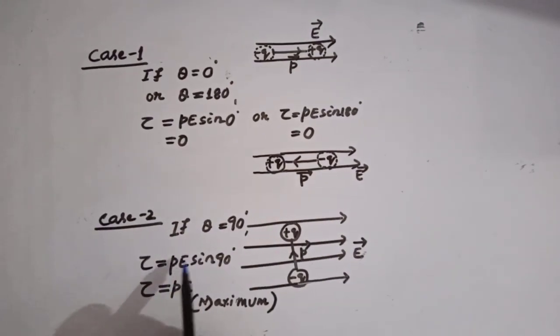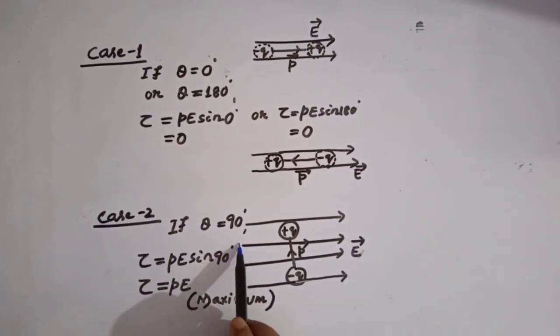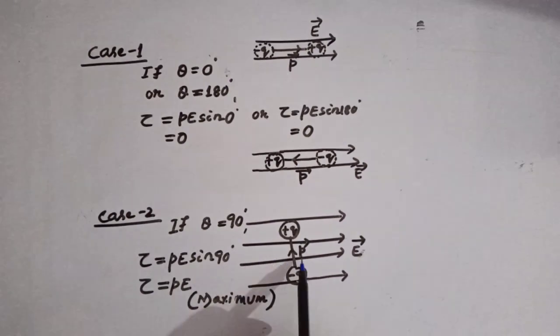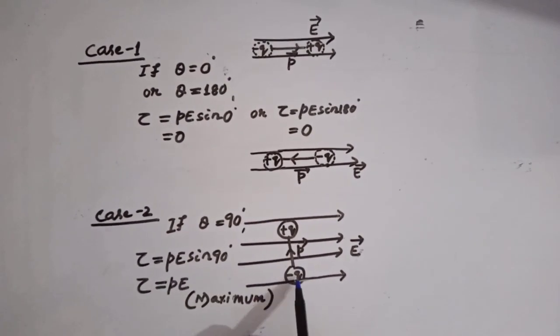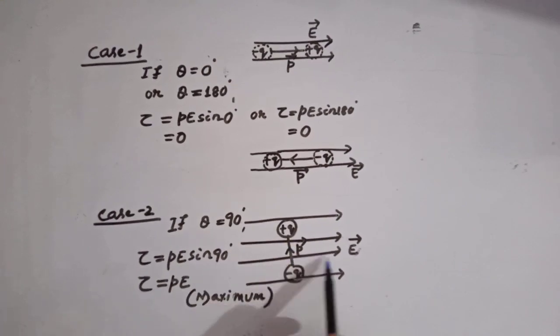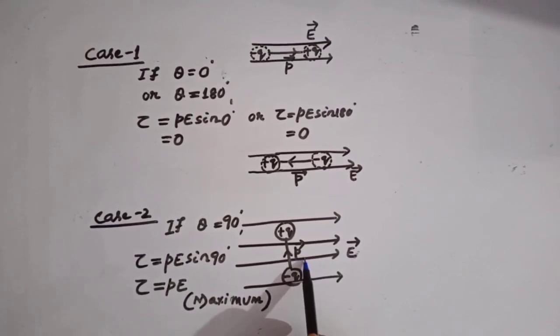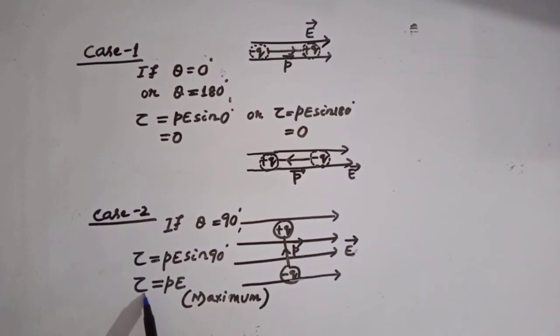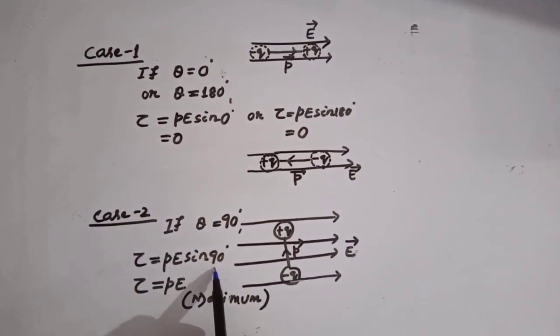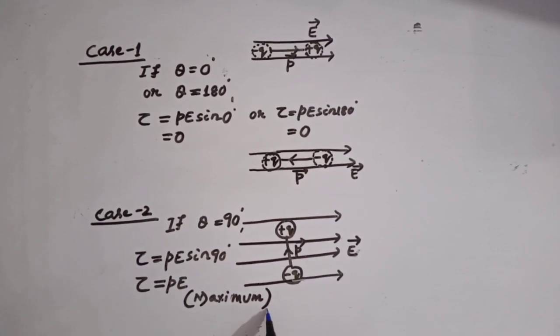Case 2: if theta is equal to 90 degree, then the torque experienced, tau, is equal to pE sin 90. The dipole moment makes an angle of 90 degree with the electric field. The torque experienced, tau, is equal to pE sin 90, and sin 90 is 1. So it is equal to pE, that is, maximum torque is experienced.